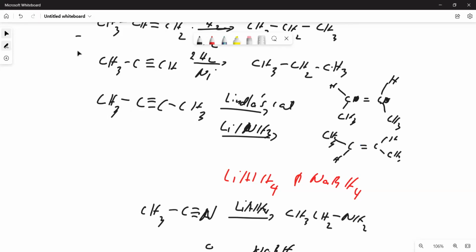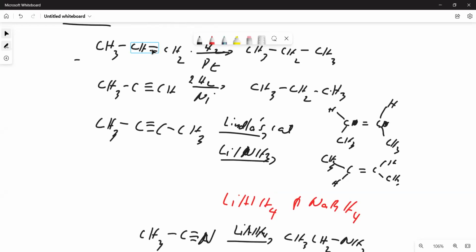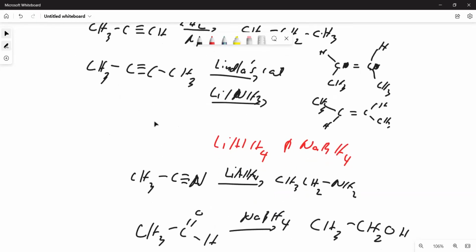So do you think alkene will react with Lindlar's or lithium with liquid ammonia? Of course, no, because the reaction stops at alkene. So if your starting reactant is alkene, and you use Lindlar's or lithium in liquid ammonia, then your answer should be no reaction.